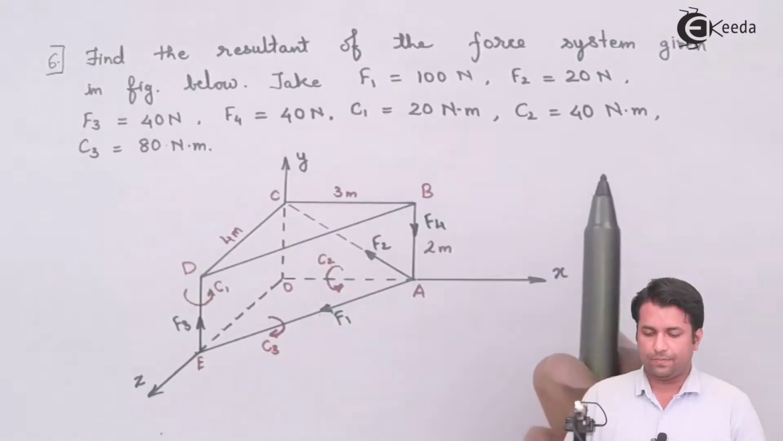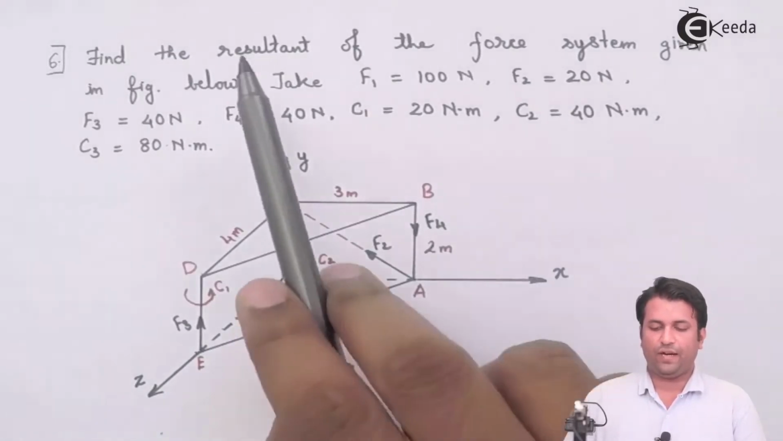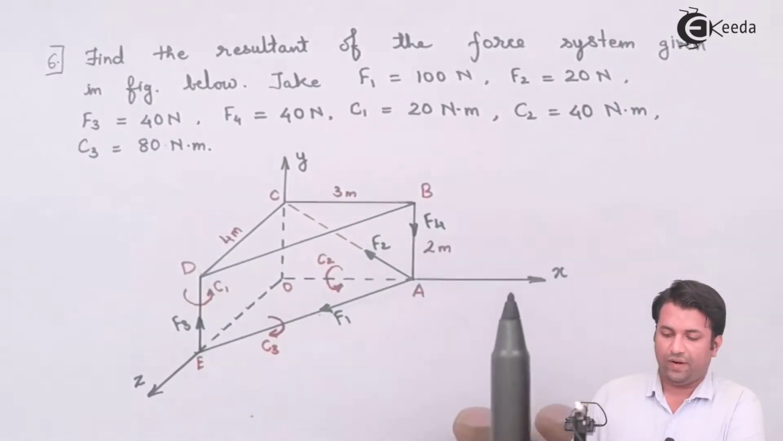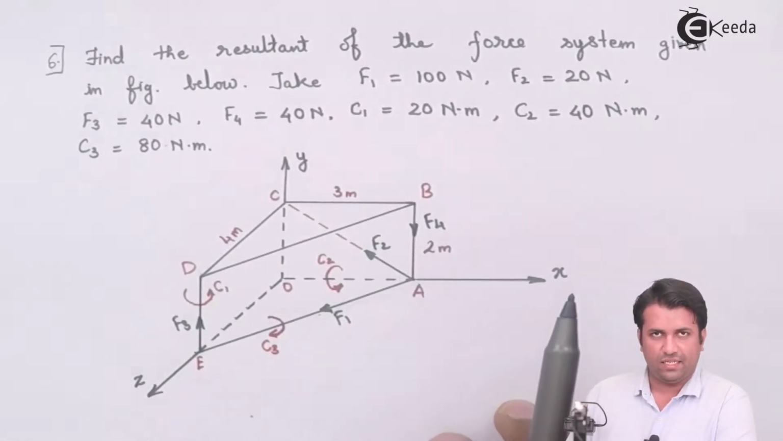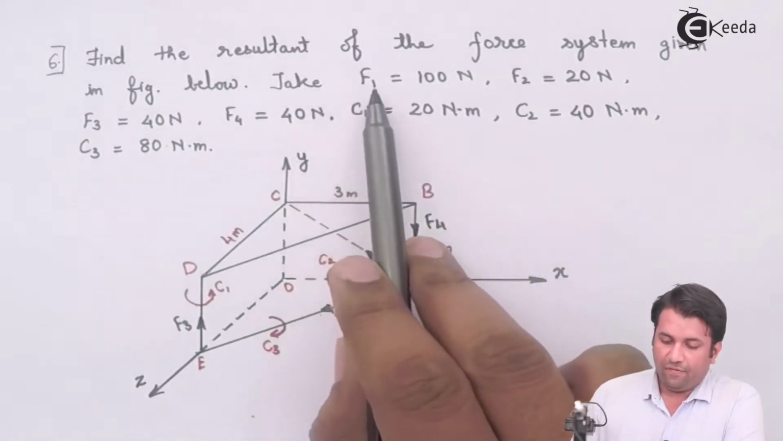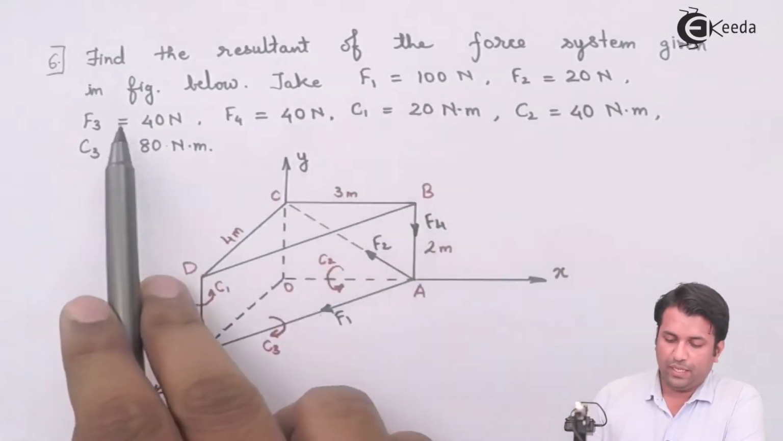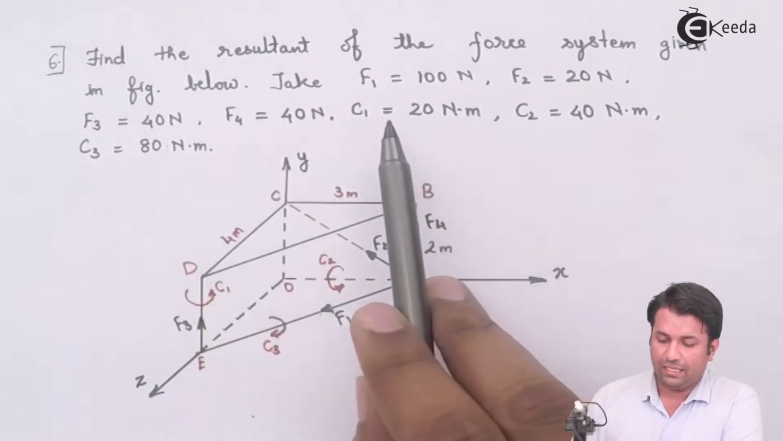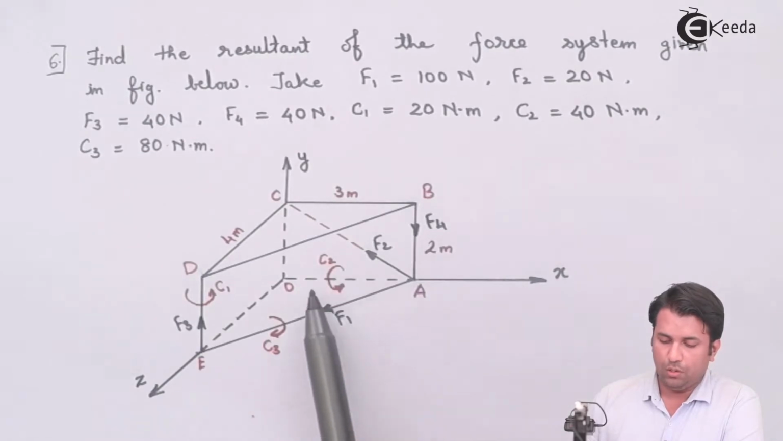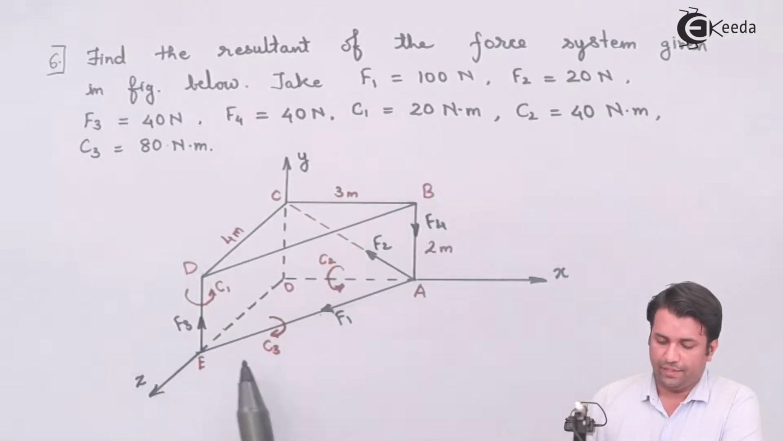In this example, we can see that we need to find the resultant of the force system given. Now, to find the resultant means we need to find the resultant of the forces as well as the moment. I have four forces, F1, F2, F3 and F4, and there are three couples also given to me. The direction of the couples is shown in the figure over here.